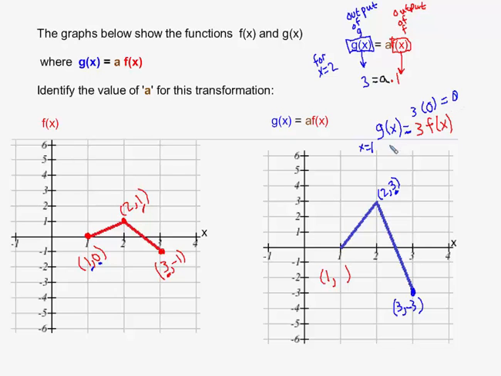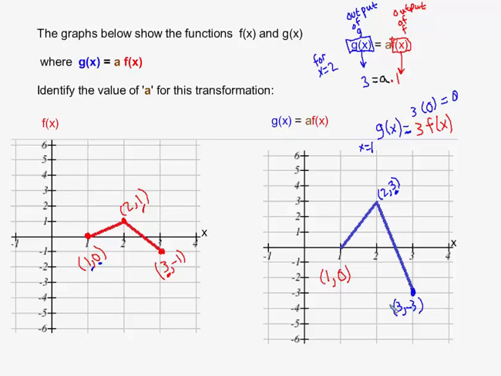So it predicts when x is 1, the output of g of x would be 0, and that's right here. Looks like I color-coded my point wrong, but you get the idea. (1, 0) stayed (1, 0) when we transformed the function, because all we're doing is taking the output of each point and multiplying by 3. 0 times 3 is 0. 1 times 3 is 3. And -1 times 3 is -3.